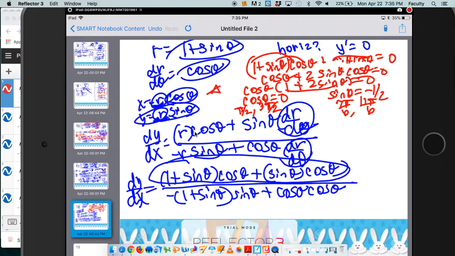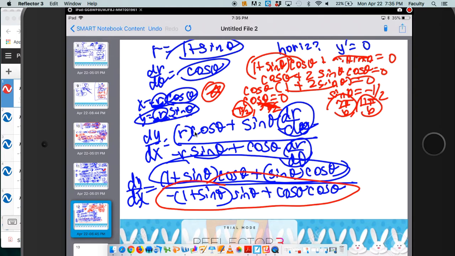You have to be really careful here, though, that it also doesn't make the bottom 0. I don't want 0 over 0, I want only 0 on the top. And so at 3 pi over 2, I crossed it out, and I'll show you why in just a minute. At 3 pi over 2, it makes it 0 over 0, which we'll see in just a second. So now I know I have horizontal tangents at pi over 2, 7 pi over 6, and 11 pi over 6. The question is, I think it wanted points.